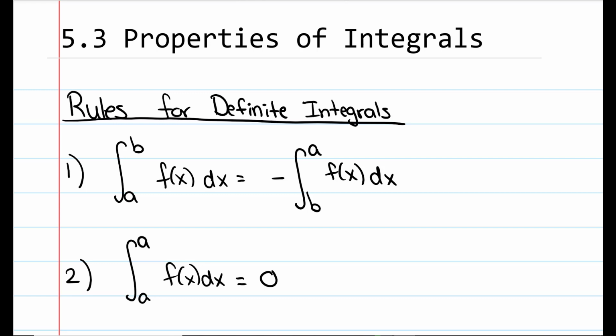First rule: an integral from a to b is equal to the negative of that integral from b to a. So what I mean by that is that if you have an integral from a to b, that is the same as finding the integral from b to a and then multiplying that by a negative. That sometimes comes in handy if you want to integrate from a smaller value to a larger value, or vice versa, larger value to a smaller value.